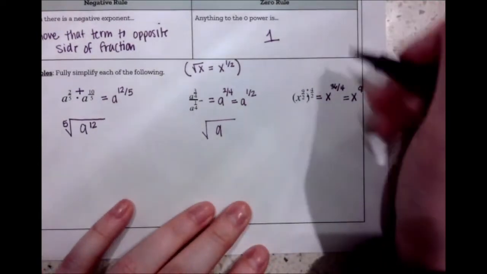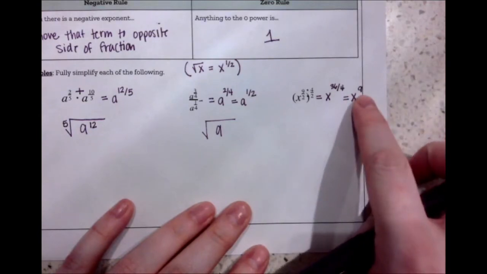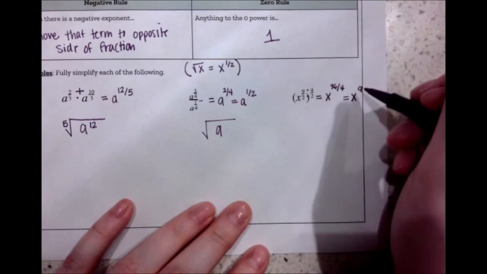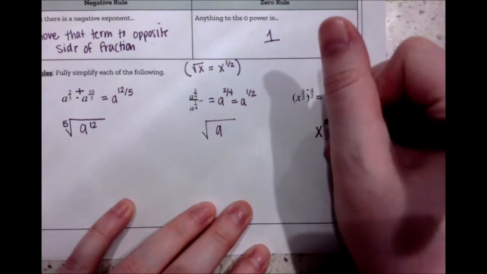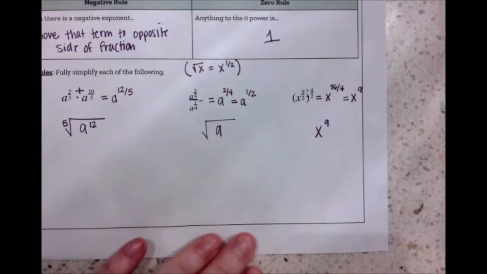And lastly, I have my x to the 9th over here. I only have a power and I do not have a denominator, so I don't have an index, which means this is my simplified version. So I just keep it as x to the 9th. I don't have a radical because there is no denominator.